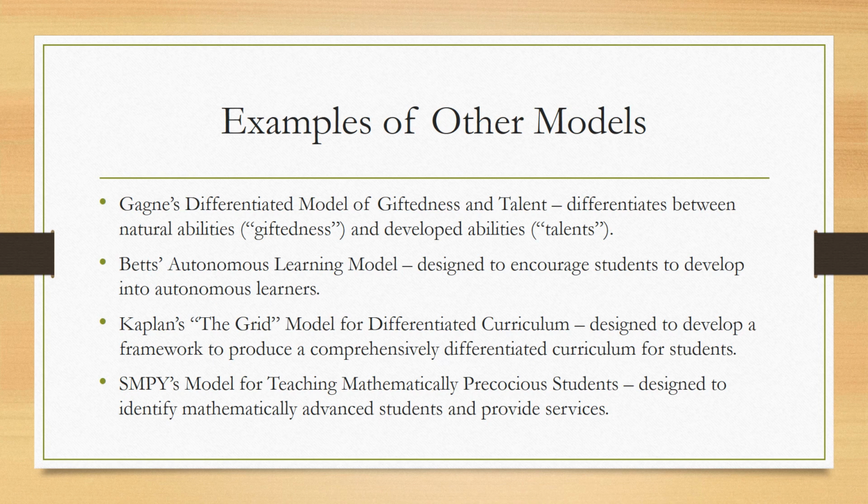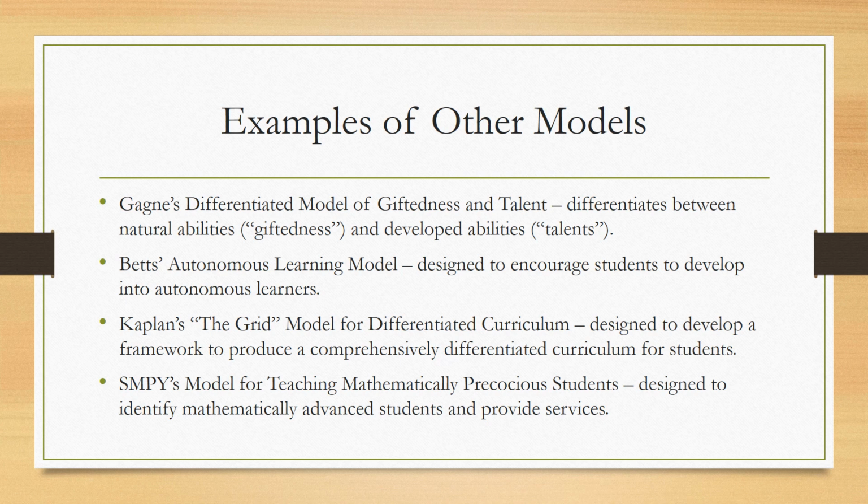So in this week's lesson, you're going to study other types of models. There's a whole book that has been scanned in and uploaded for you. This is an older book, but it accurately describes most of the other models. And so you're going to pick a chapter and you're going to learn about that model. Just very briefly, here are 4 additional models that are all in that book, along with many others. Gagne's differentiated model of giftedness and talent. Gagne saw talent, and he differentiated between natural abilities, giftedness, and developed abilities or talents.